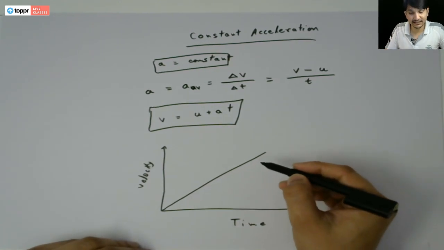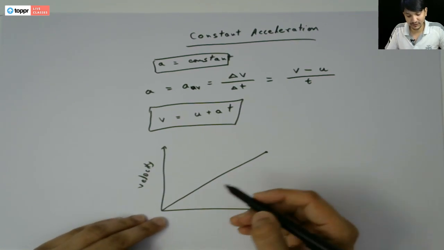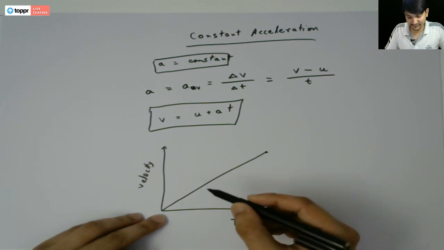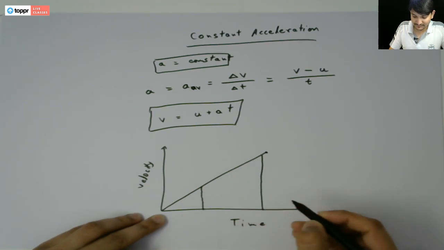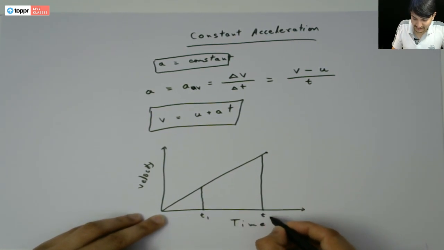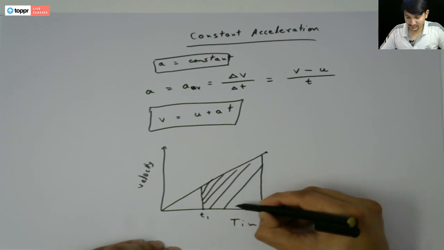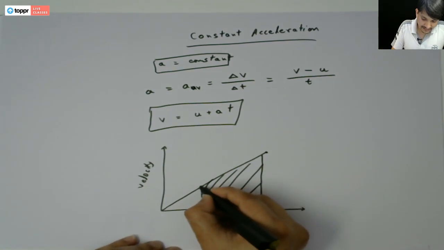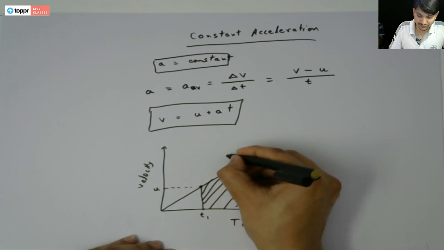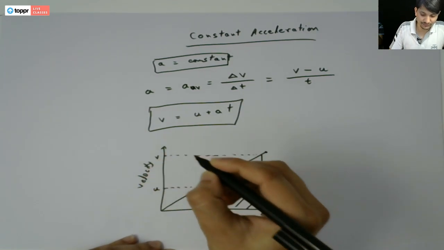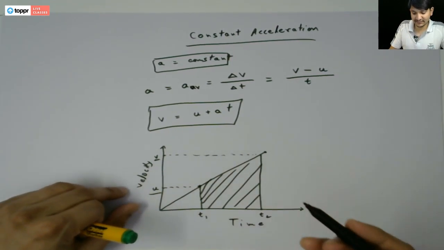We just said that acceleration is constant, so our rate of change of velocity is constant. Therefore, the slope of this velocity time graph would be constant. Consider the times t1 and t2. At t1, the velocity is u, and at t2, the velocity is v. That is, the initial velocity is u and final velocity is v.